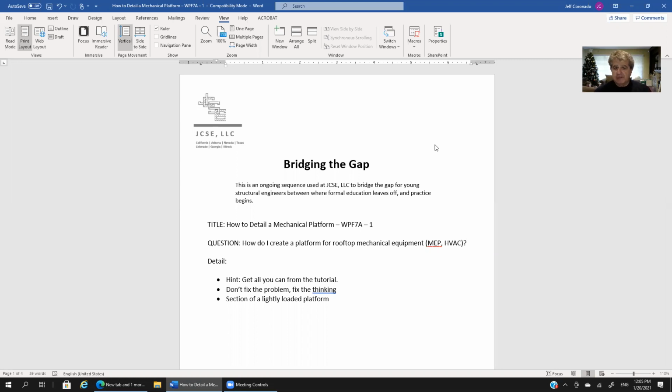Bridging the Gap is a series of structural engineering design tutorials that we have here in our office, intended to assist young engineers and, by extension, engineers who are in their junior or senior years of school. Because as I think we all know, structural engineering is very competitive to get into, and relatively speaking, there are very few positions for the number of civil engineering graduates that come out of school. So if you're looking to get a head start on what industry will expect you to know, these are great tutorials for you.